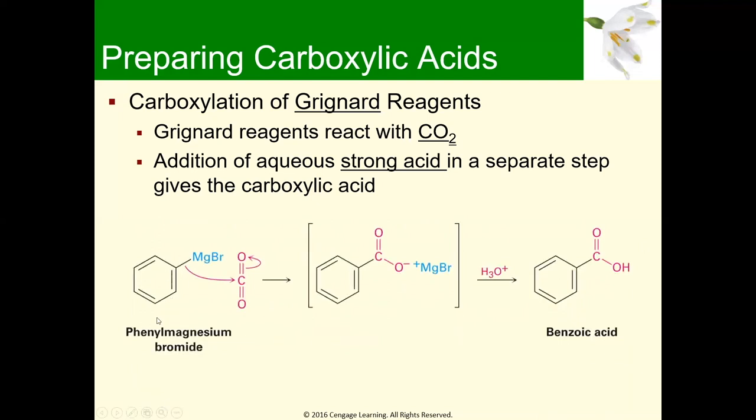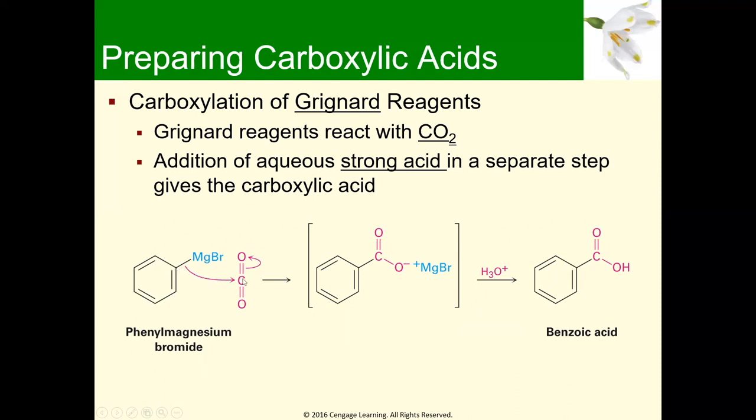For example, if you have phenyl magnesium bromide, remember that's your Grignard reagent. In this case, we started with the phenyl bromide, or bromobenzene, and then we reacted it with magnesium to create the Grignard reagent. We talked about that way back when we were talking about alkyl halides. And remember what that does: it turns this carbon that's connected to the magnesium into something like a carbanion. It's got a partial negative charge, so it's like a nucleophile.